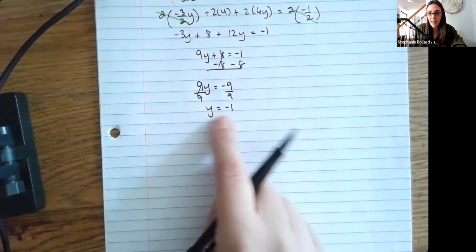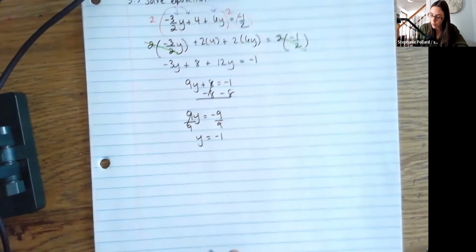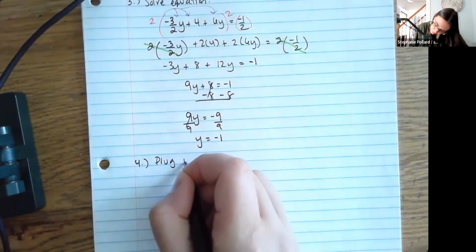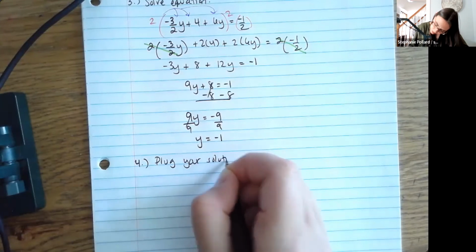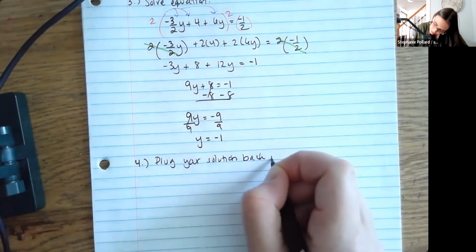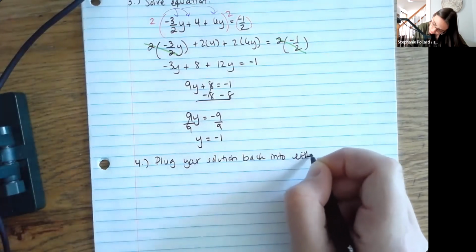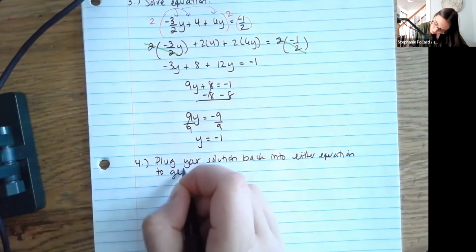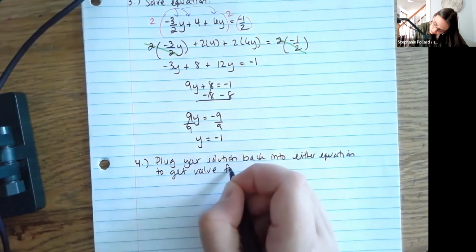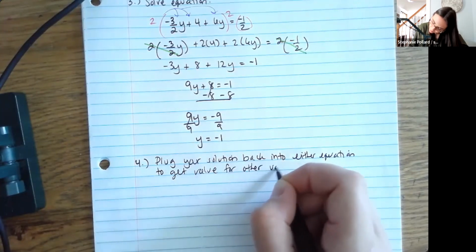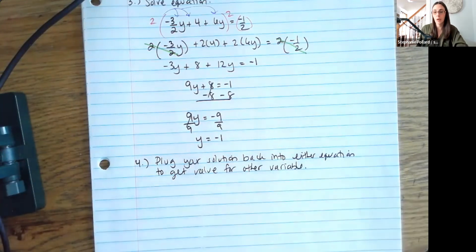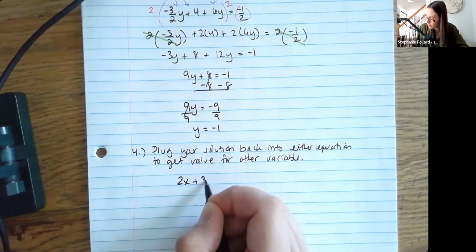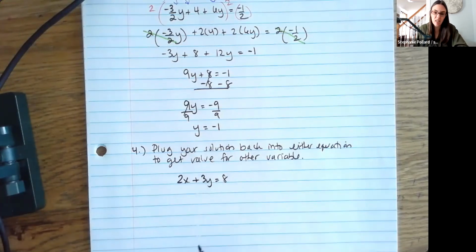So that's my y value, but I need my x value. So I have one more step. Plug your solution back into either equation to get the value for the other variable. So again, you could pick either equation here, it doesn't matter. I'm going to use that first one so I don't have to deal with fractions.